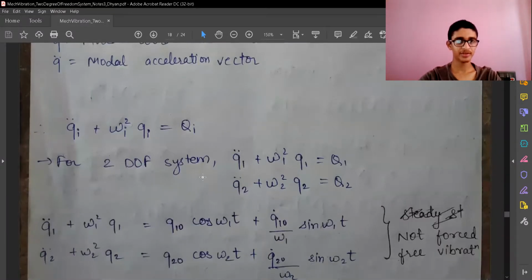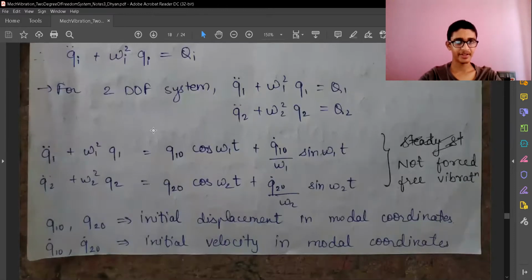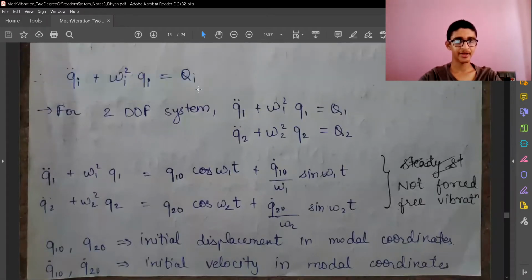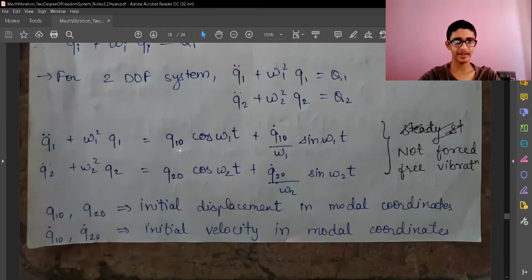Now we need to solve those. Since these are all diagonal entries only, we can separate all the equations and write them separately in index notation. For a 2 degrees of freedom system, we can solve those directly and independently. We get the solution in terms of initial displacement and initial velocity. These are very simple; they are all repetitions, just with x replaced by q, where q is the modal coordinate system. So q10 and q20 are initial displacements, and q dot 10 and q dot 20 are initial velocities in the modal coordinate system.